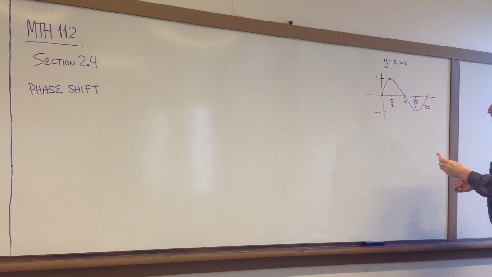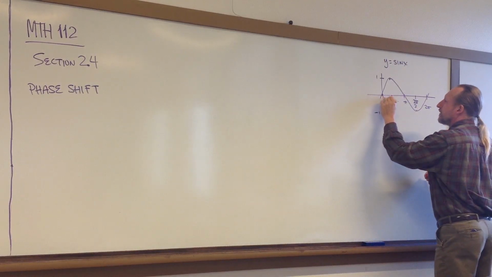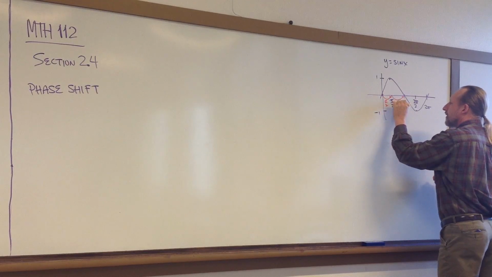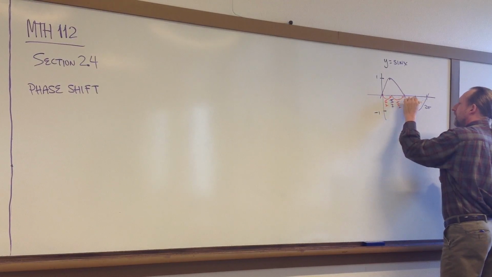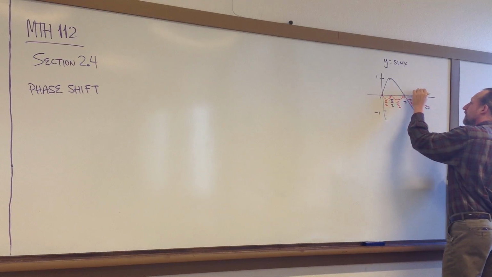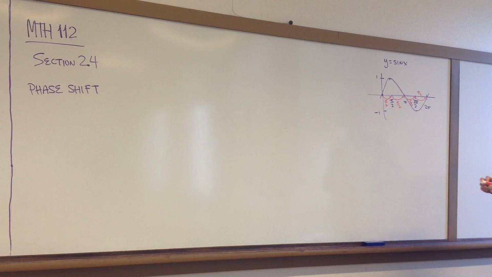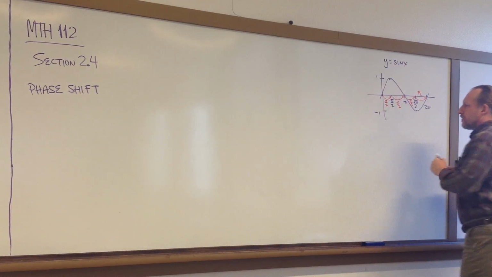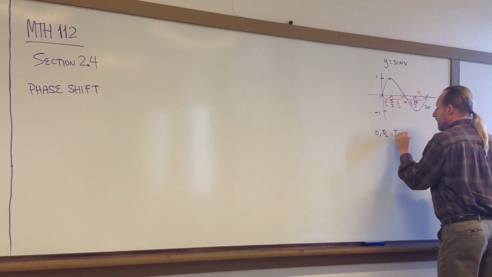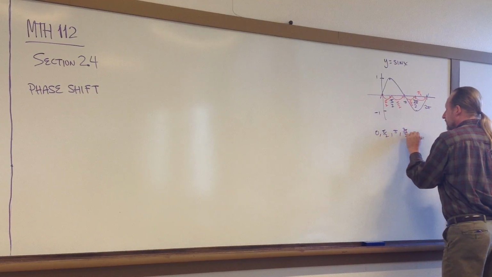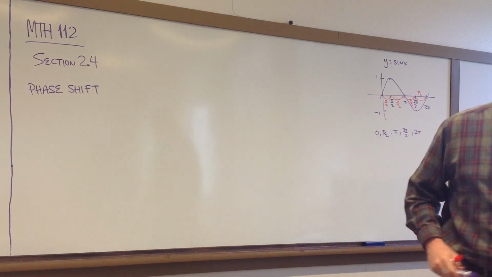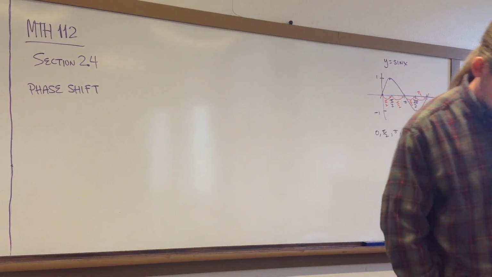And then again, I want to remind us, each of those jumps is a distance of pi over 2, and that's 1/4 of the period. Okay, and then again, we'll put here 0, pi over 2, pi, 3 pi over 2, 2 pi. All right, now let's look at problem 10 here.